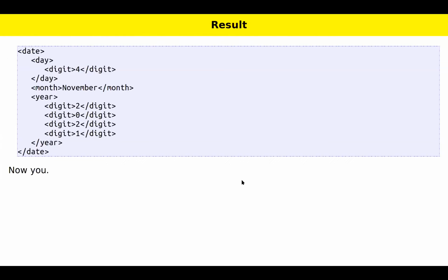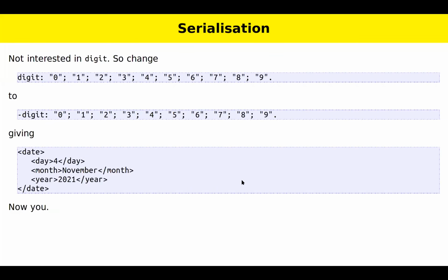Okay, so your results, assuming it worked in some way or another, should have looked like this. And so what you see is every single rule appears in the output. Now we don't really care about the digits. We only care about the day, month, and year. So what we do is we change the digit rule and put a minus at the front of it. And if you do that, then all the digit elements, but not the element content, disappear. And then you get something that looks more sensible.